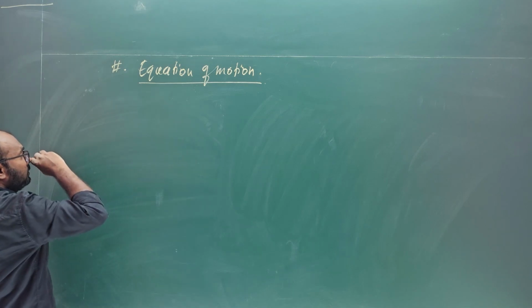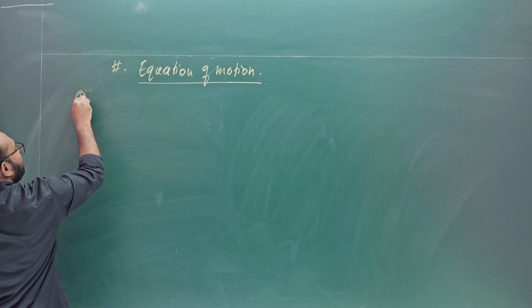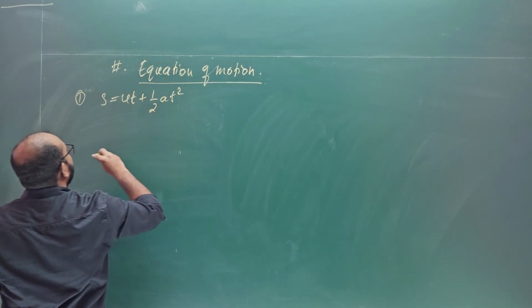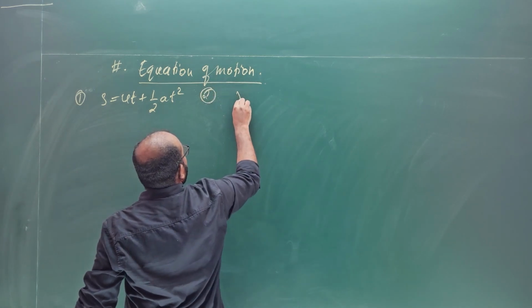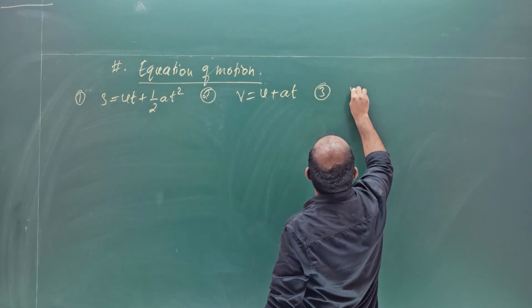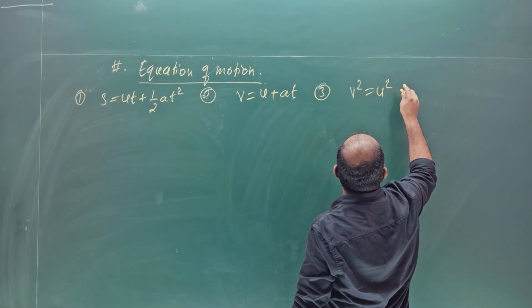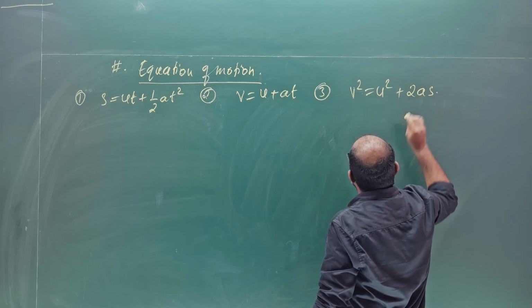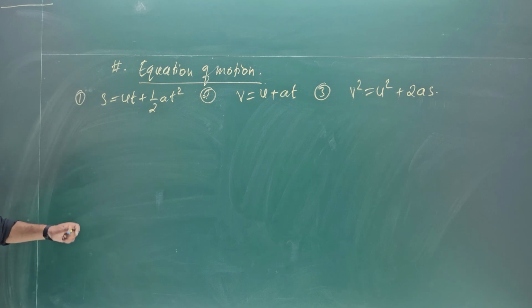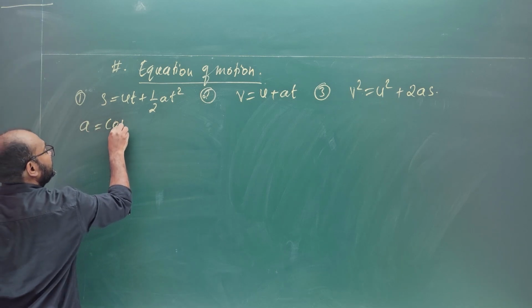Okay, so first equation, S is equals to ut plus half at square, and second is v is equals to u plus at, and the third is v square minus u square, or v square is equals to u square plus 2as. And there is one more equation for the nth time. We will discuss that one. Now, first thing, these three equations are only applicable if acceleration remains constant.